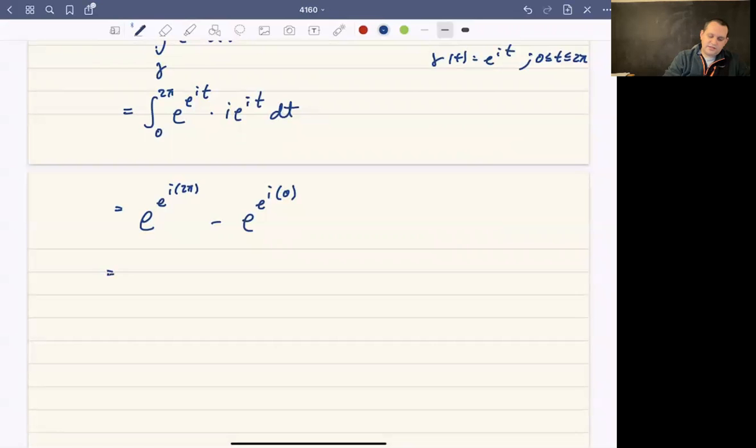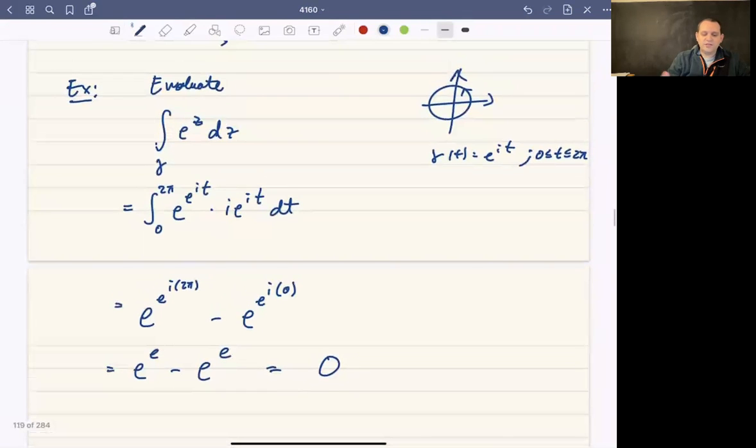And it turns out that this is going to be e to the 2 pi i, which is just 1. So this is e minus e, which happens to be 0. And so, looking back, of course, this integral should be 0.